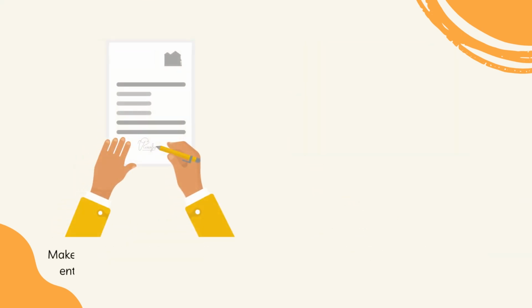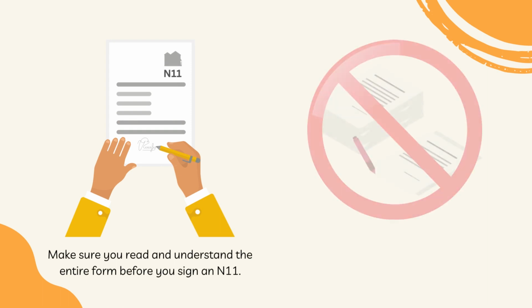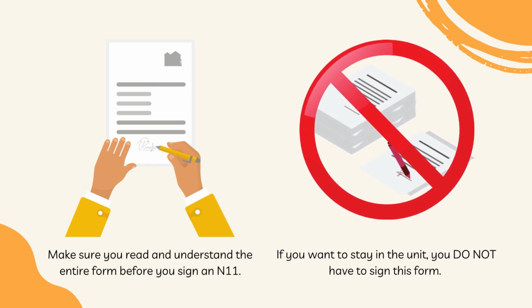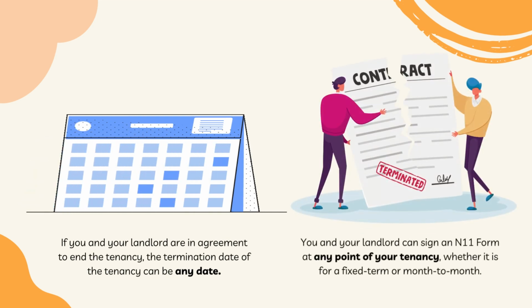If the landlord asks you to move out and sign an N11, make sure you read and understand the entire form before you sign it. If you would like to stay in the unit, you do not have to sign this form. If you and your landlord are in agreement to end the tenancy, however, the termination date of the tenancy can be any date. You and your landlord can sign an N11 form at any point of your tenancy, whether it is for a fixed term or month to month.